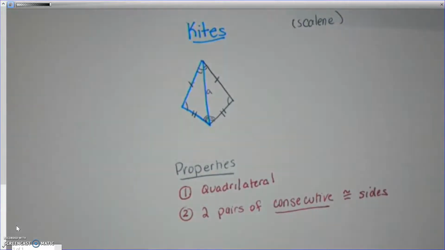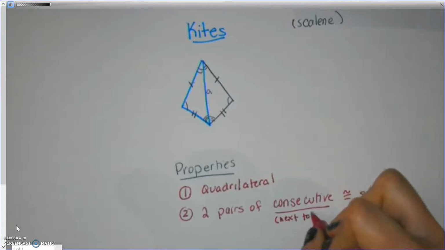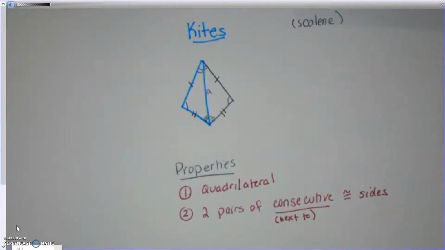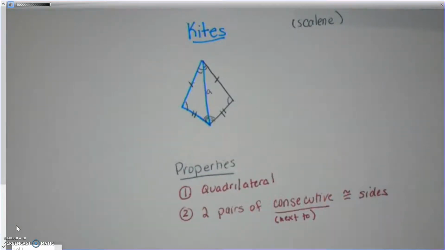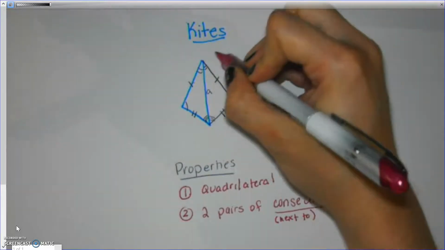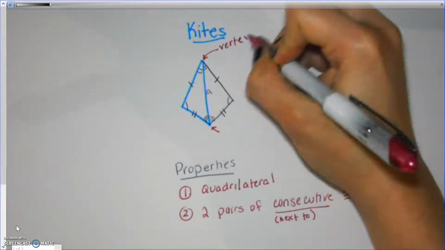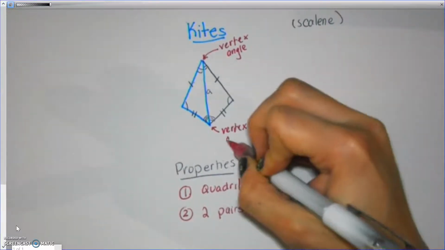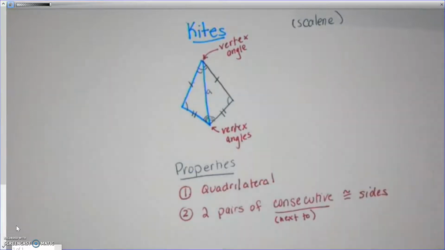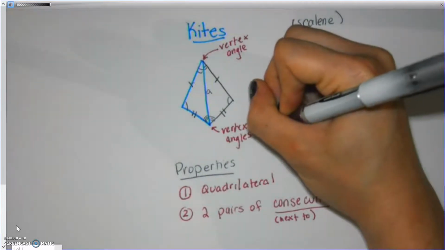If we think back to parallelograms, we had two pairs of opposite congruent sides because the sides were across from each other. Consecutive in this case means next to. We also see that it has one pair of congruent angles. And to help us differentiate it, we are going to call these two angles over here our vertex angles. Vertex angles lie within the congruent sides.